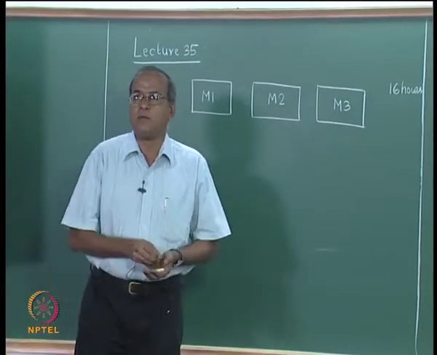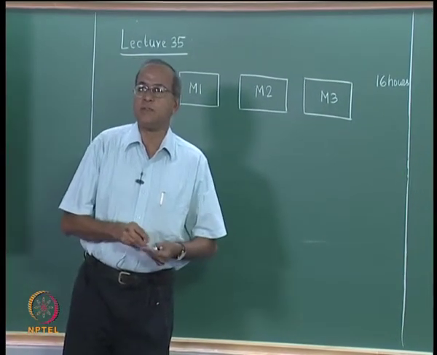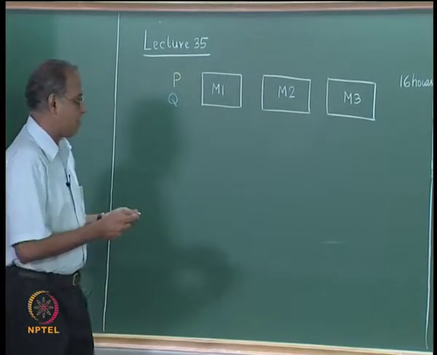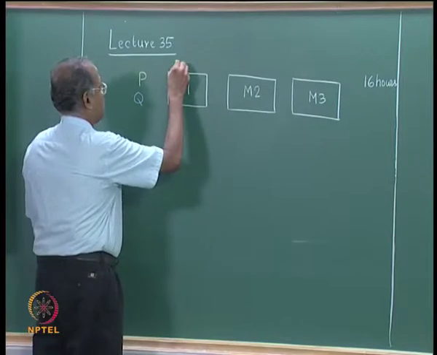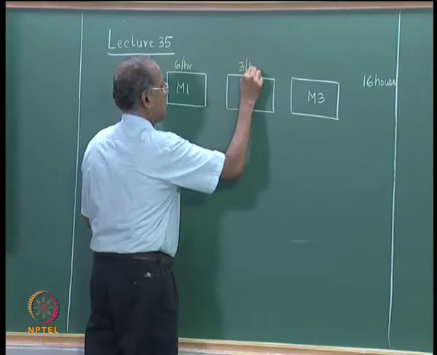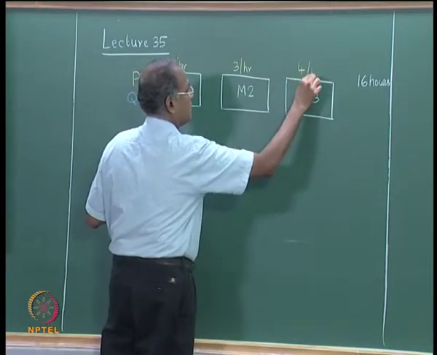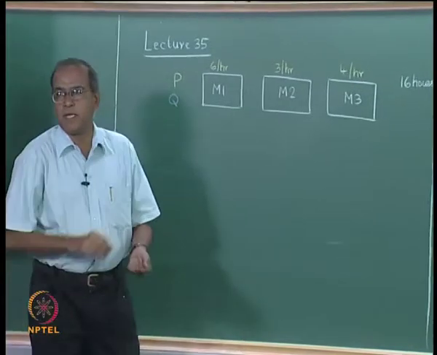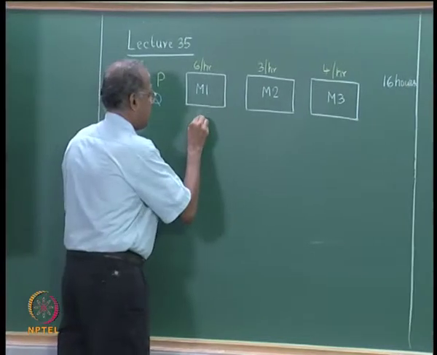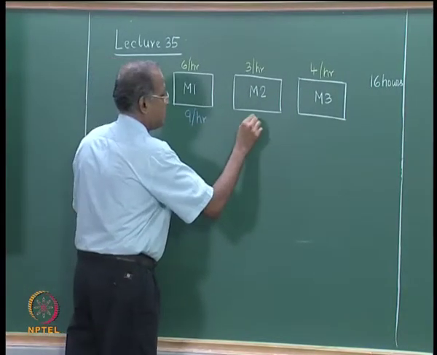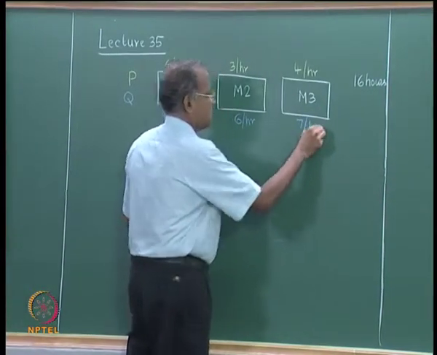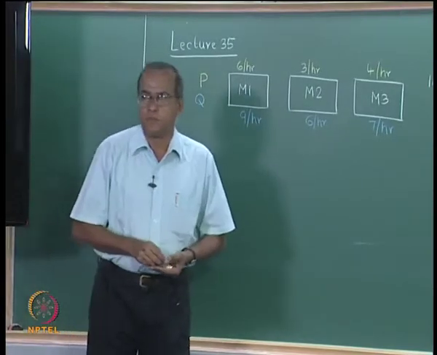Now the time required: M1, M2 and M3 can produce at 6 per hour, 3 per hour and 4 per hour of P, and 9 per hour, 6 per hour and 7 per hour of Q.